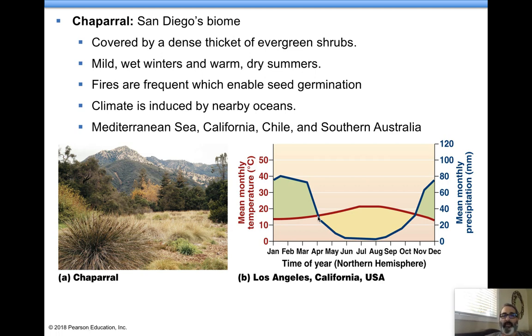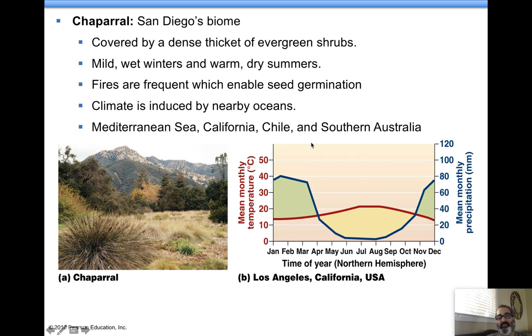All right, what's up with that? Well, fires are normal for our communities. There's fires all the time. Helps the seeds to germinate. It's actually an advantage. It's an adaptation for these particular seeds. What do we have? Mild, wet winters. Now they don't get that. They're not that wet, really. Warm, dry summers, almost desert-like.